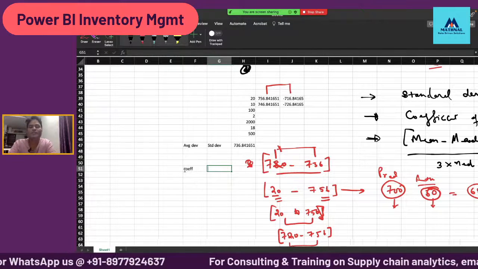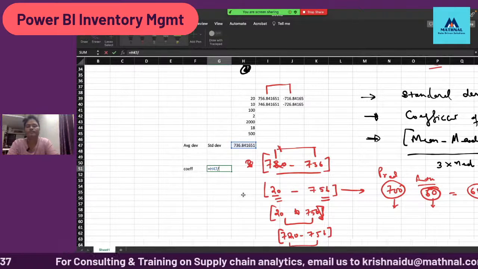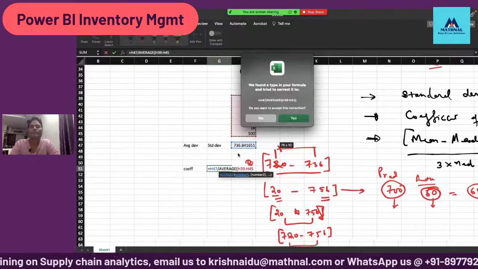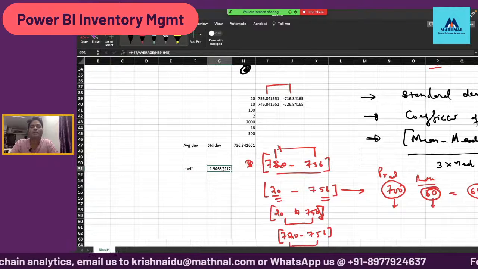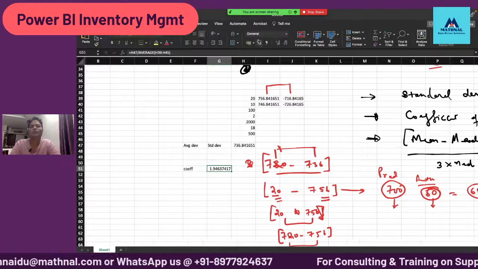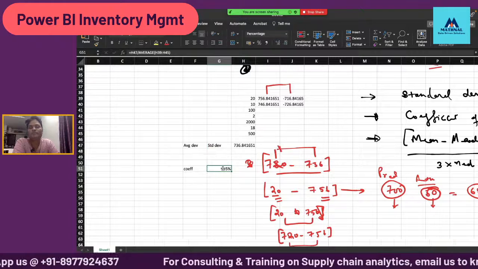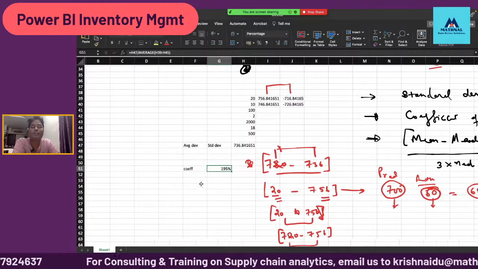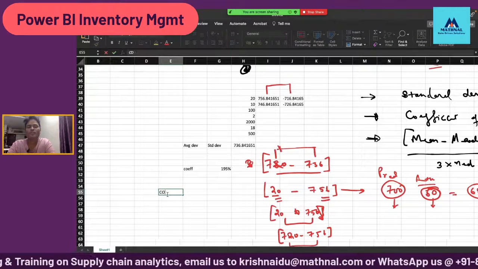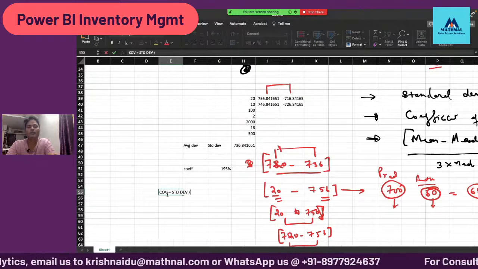So now what I'm going to do is divide this standard deviation by the average. That is what we did in the coefficient of variation. This is coming around 1.94. What is the meaning of 1.94? It means our standard deviation is 194% of the average. COV is equal to standard deviation divided by average.